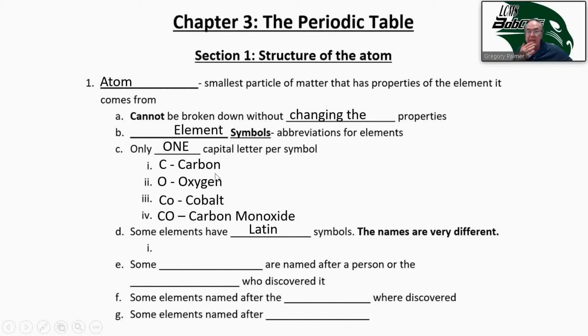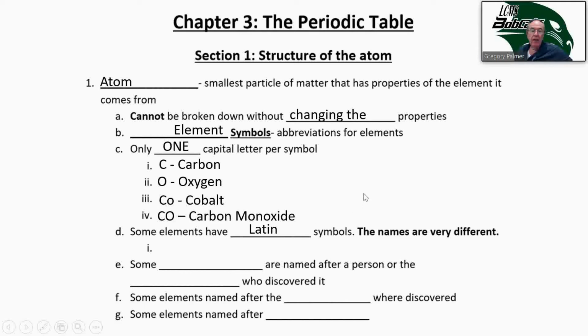Now, usually the symbol is the first letter or two of the element's name. So the first letter of carbon is C and the symbol is C. The first letter of oxygen is O and its symbol is O. The first 2 letters of cobalt are CO and its symbol is Co.